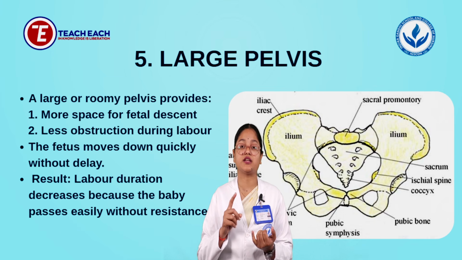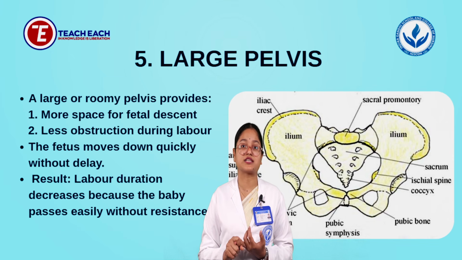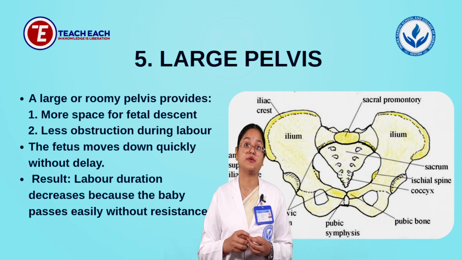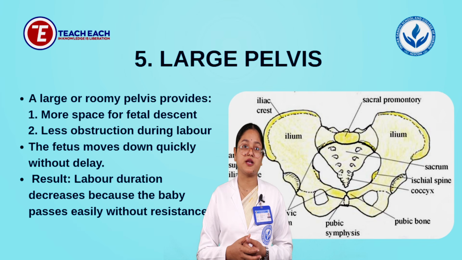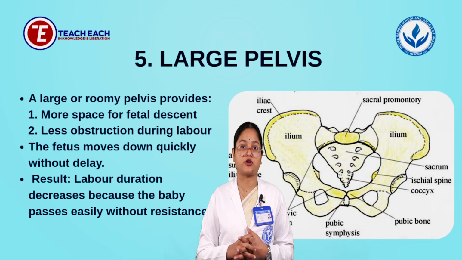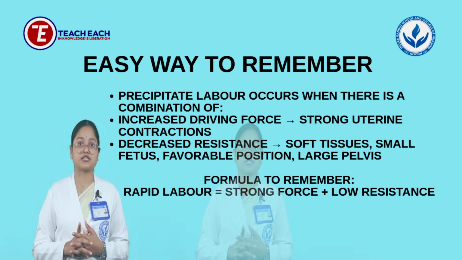There won't be any obstructions, because sometimes the coccyx is not going back, or some points are obstructing the baby. If the baby size is big, it will also obstruct. But if we have a large pelvis, it will give proper space for the baby to deliver smoothly from the pelvis. Next, so here we discussed the causes.